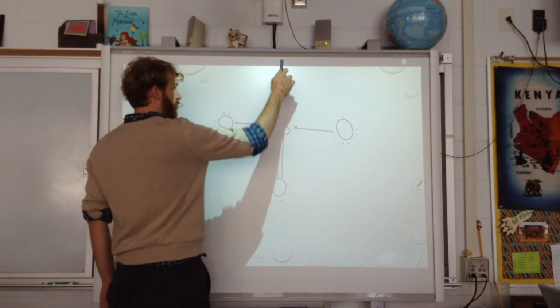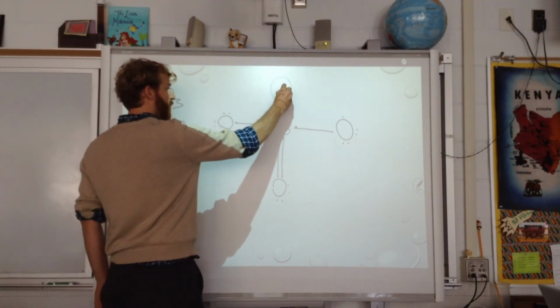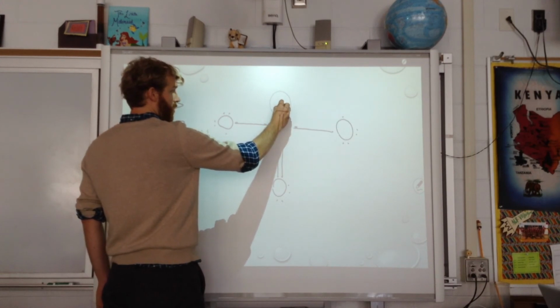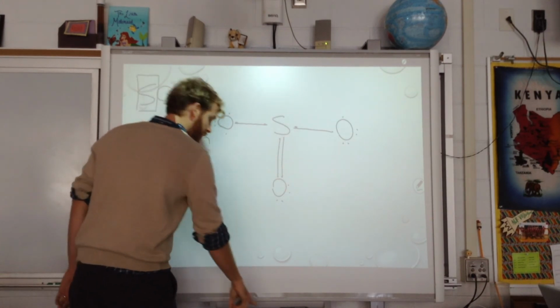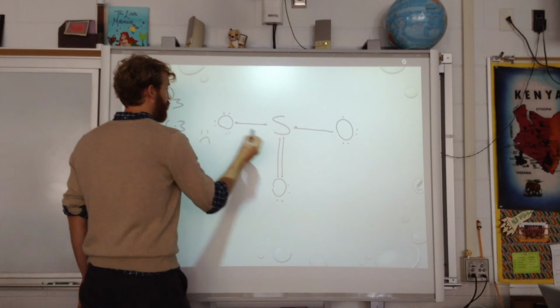Look at the very top of sulfur. We have a lone pair, 2 electrons by themselves. Let's erase those and distribute that to each oxygen.